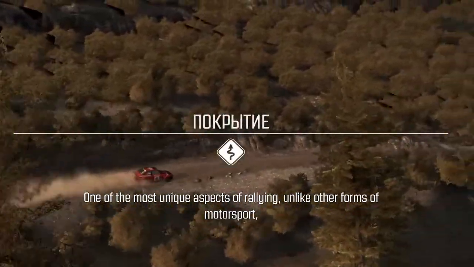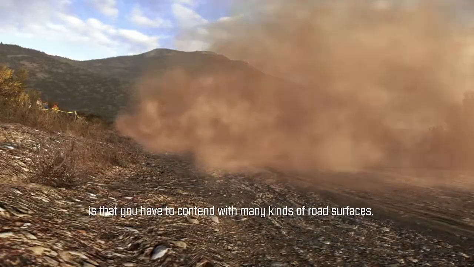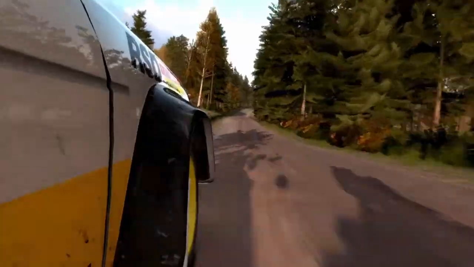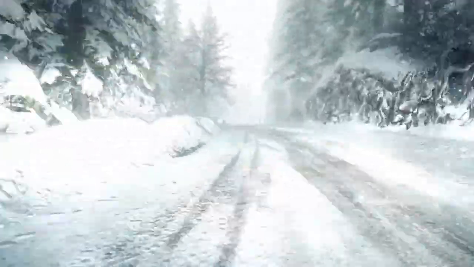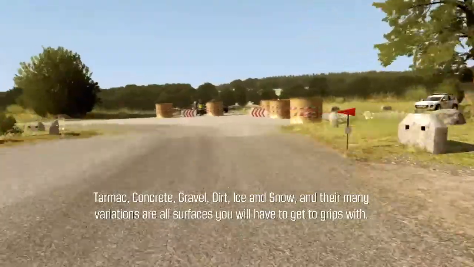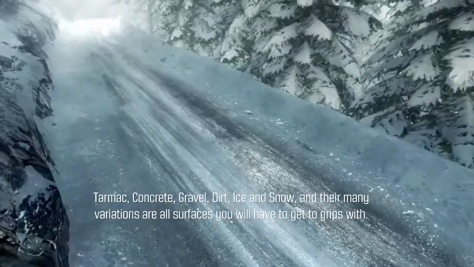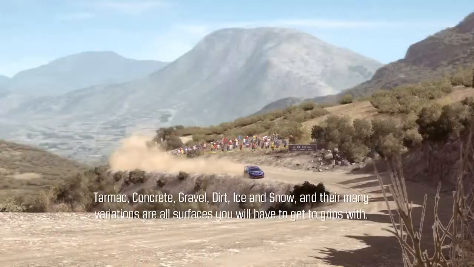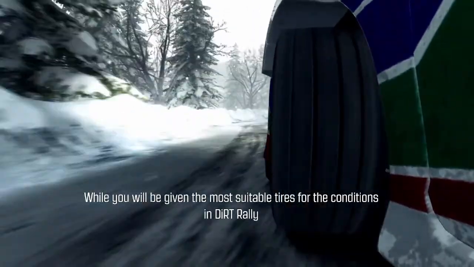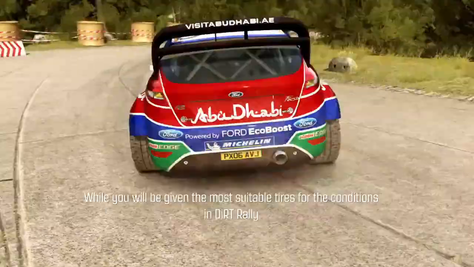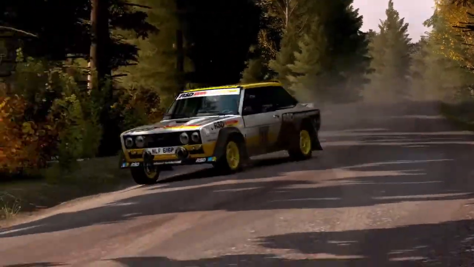One of the most unique aspects of rallying, unlike other forms of motorsport, is that you have to contend with many kinds of road surfaces. With varying surface types and conditions come varying grip levels. Tarmac, concrete, gravel, dirt, ice and snow, and their many variations are all surfaces you will have to get to grips with. While you will be given the most suitable tyres for the conditions in Dirt Rally, it is important to understand their characteristics.